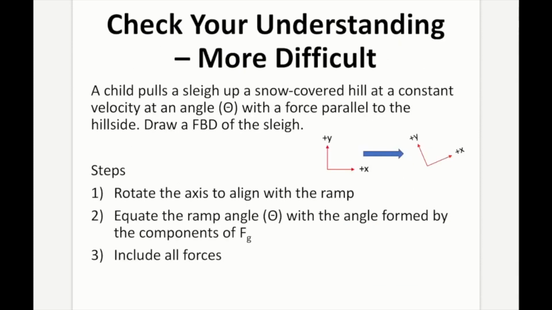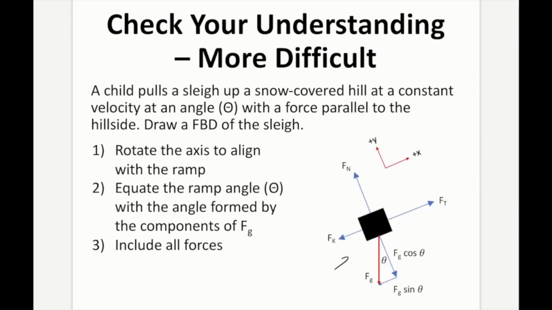A child pulls a sleigh up a snow-covered hill at a constant velocity at an angle theta with a force parallel to the hillside. Draw the free body diagram of the sled. So the first step is we're going to rotate our axis to align with the ramp, like we have right here. We're going to equate the ramp angle with the angle formed by the components of Fg, and we're going to see what that means in a second. And then we're going to include all the forces. So here's our free body diagram right here.